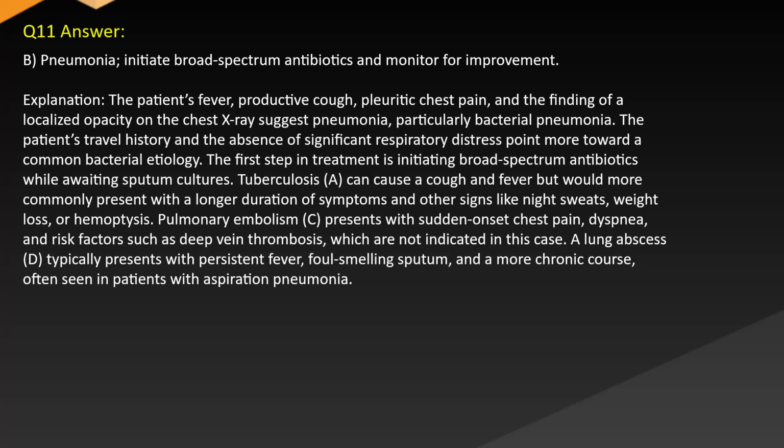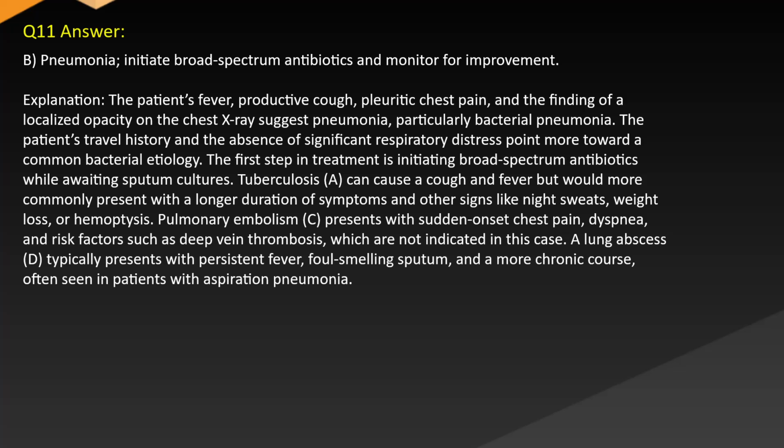Answer B. Pneumonia. Initiate broad-spectrum antibiotics and monitor for improvement. Explanation: the patient's fever, productive cough, pleuritic chest pain, and the finding of localized opacity on the chest X-ray suggest pneumonia, particularly bacterial pneumonia. The patient's travel history and the absence of significant respiratory distress point more toward common bacterial etiology. The first step in treatment is broad-spectrum antibiotics while awaiting sputum cultures.